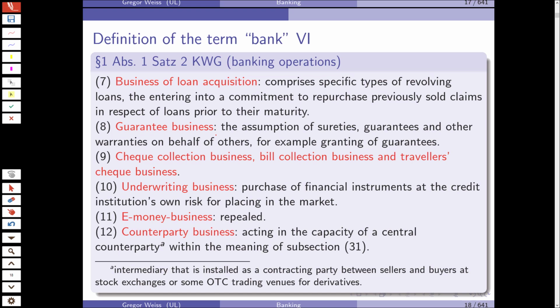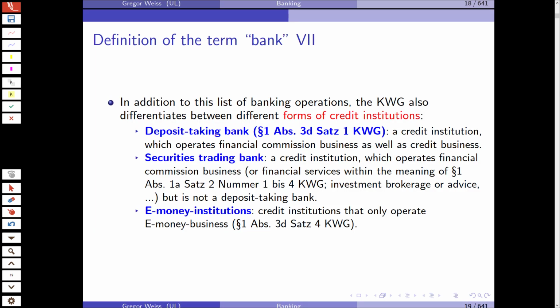Okay. E-Money. Counterparty business. We'll talk about counterparties later on. This is more complicated. Counterparty business, let's talk about that later on.